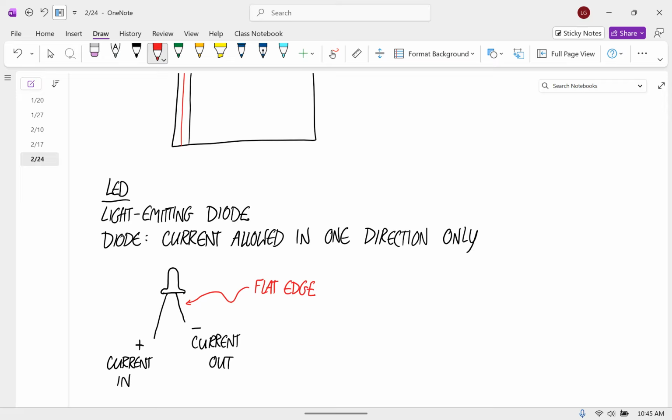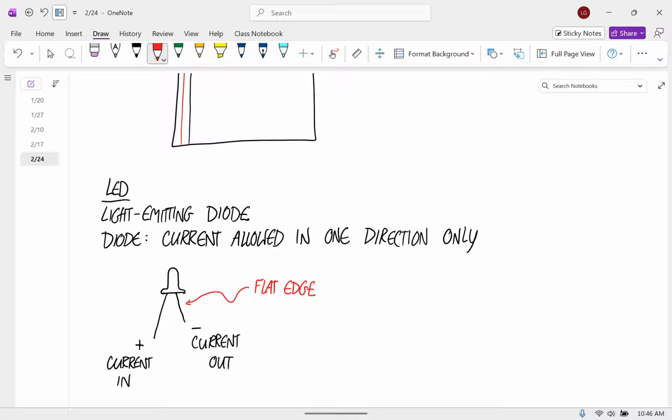Okay, so if you touch the long side, the positive side, to the positive terminal of a 9-volt battery, and touch this to the negative of a 9-volt battery, this thing would light up. You'd be giving it more current than it wants. Eventually it would break if you kept it on there. But it would work. If you flipped it and put this on the positive of the battery and this on the negative, you wouldn't see any light because that would be trying to make current flow in the wrong direction.